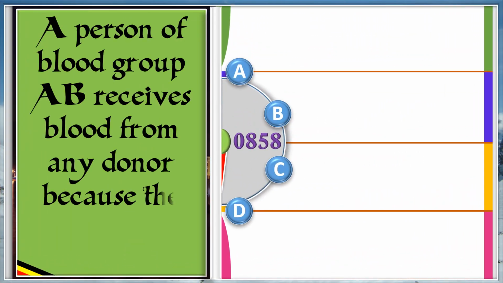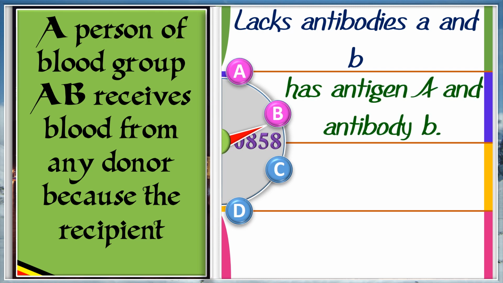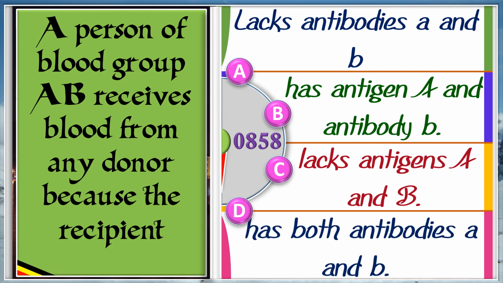A person of blood group AB receives blood from any donor because the recipient A, lacks antibodies A and B. B, has antigen A and antibody B. C, lacks antigen A and B. D, has both antibodies A and B. And the answer is A, lacks antibodies A and B.